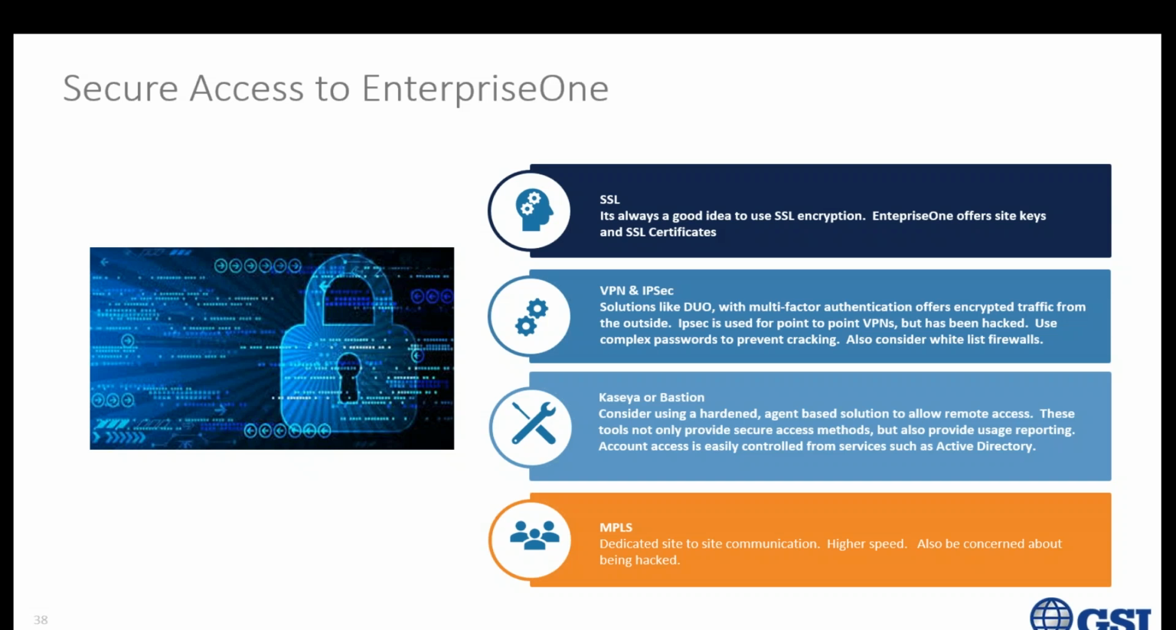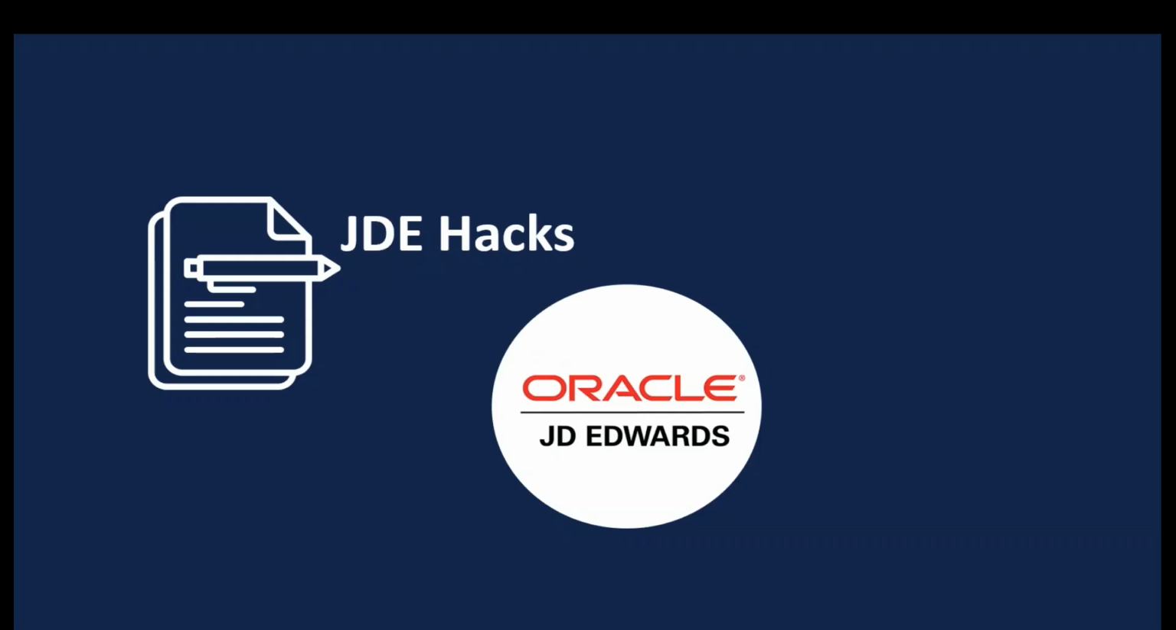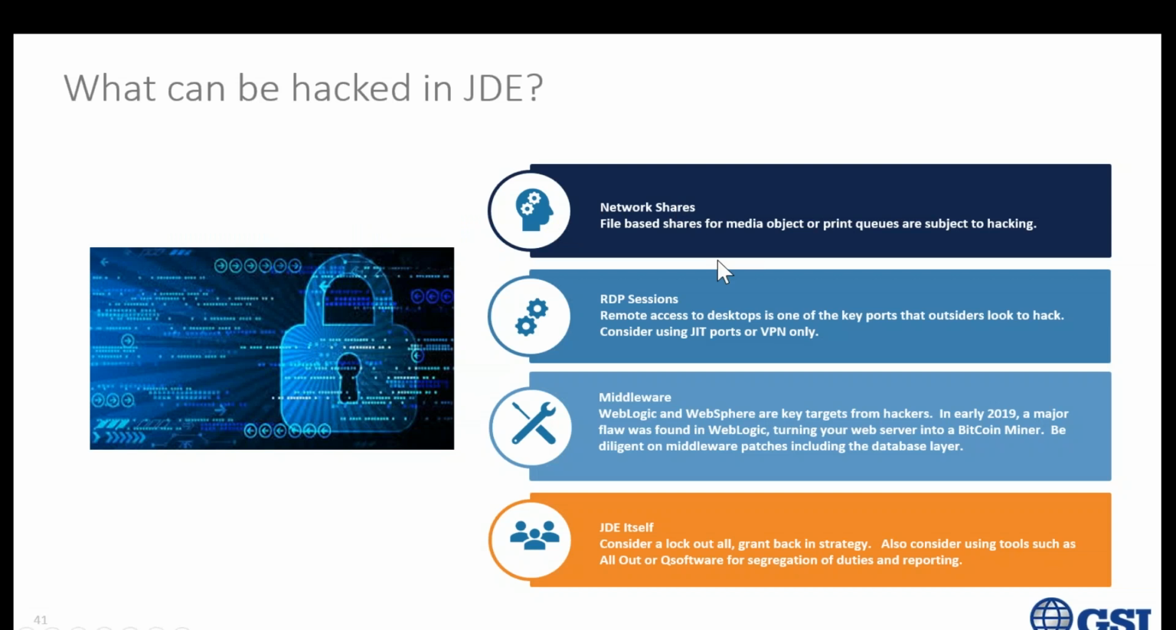MPLS, of course, is site-to-site communication, higher speed. You still need to be thinking about being hijacked, and if you're like a pharma or something like that, you need to be thinking about firewalls on each side and maybe whitelisting IP-to-IP communication to try to help prevent some of the hackers, et cetera. So some of the JD hacks that we've stumbled across, and these are the biggies.